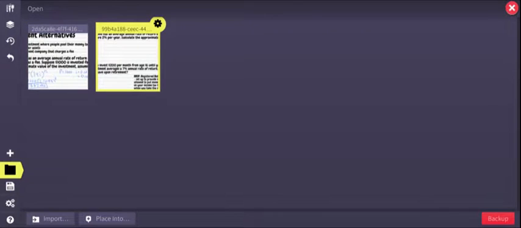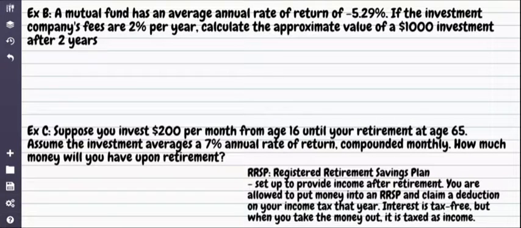So we're going to look at a different mutual fund now. A mutual fund has an average annual rate of return of negative 5.29%. So this one is not managed as well, or maybe they had some really bad luck, and so they actually are losing money. If the investment company fees are 2% per year, calculate the approximate value of $1,000 after 2 years.